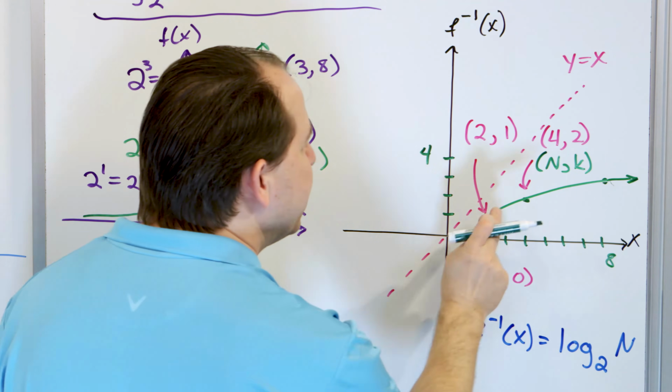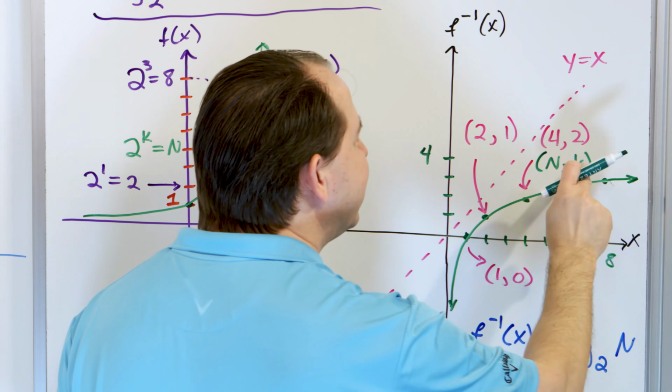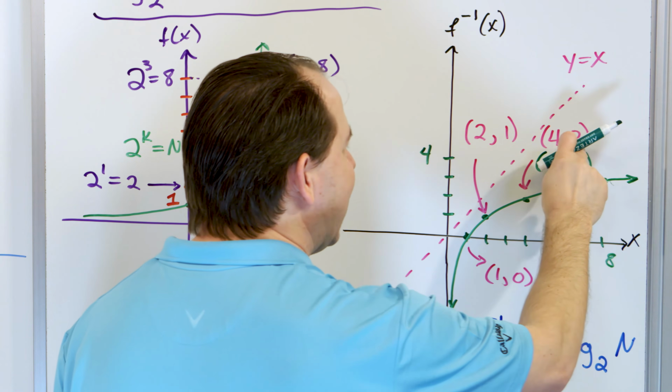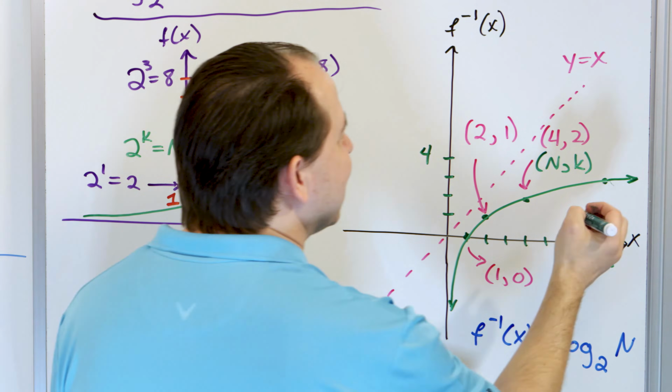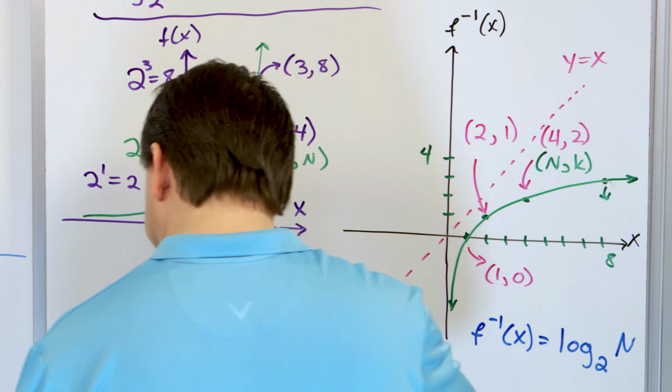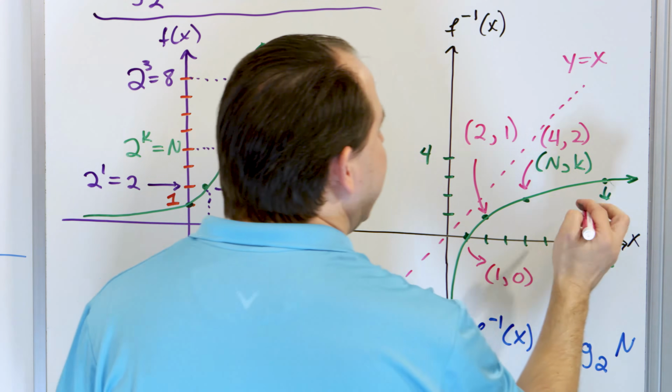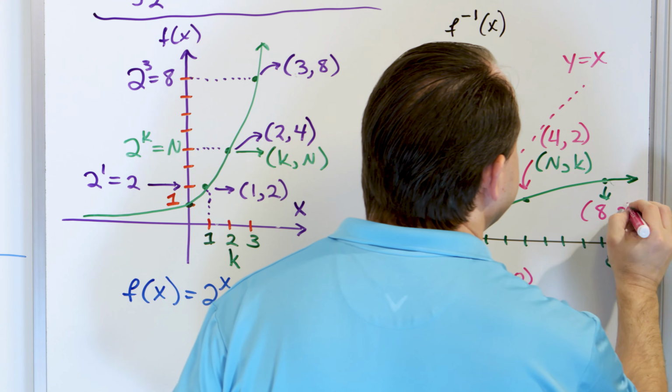Because what I'm doing is putting in the number that I want to take the logarithm of, and it's giving me the exponent back. In this case, the exponent was 2, but in general, it's giving me the exponent k back. And then this last one here is, instead of 3, 8, it's 8, 3.